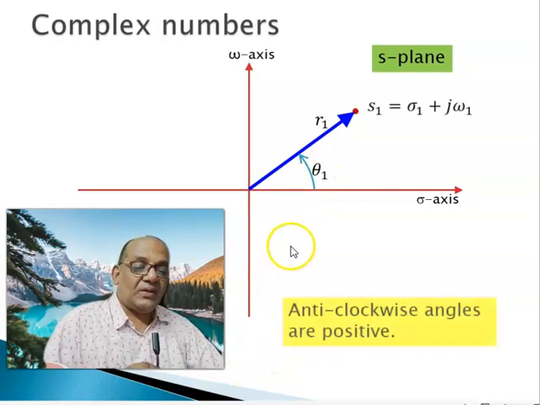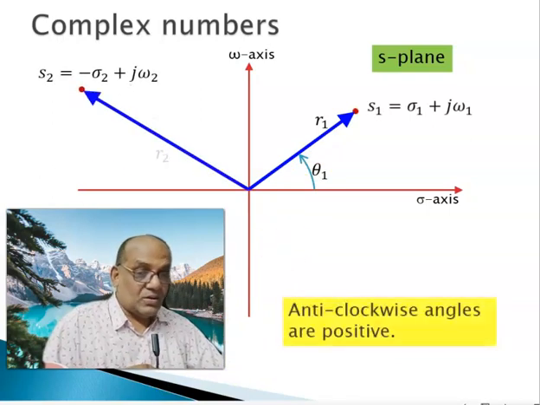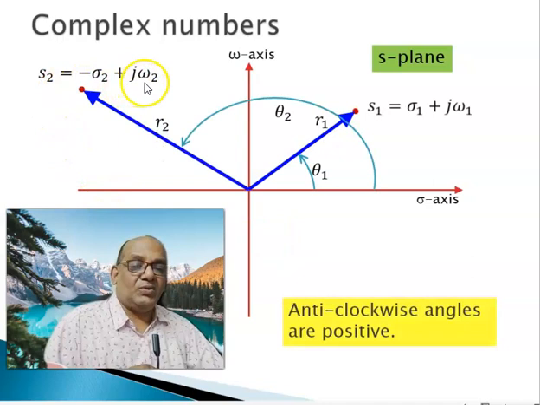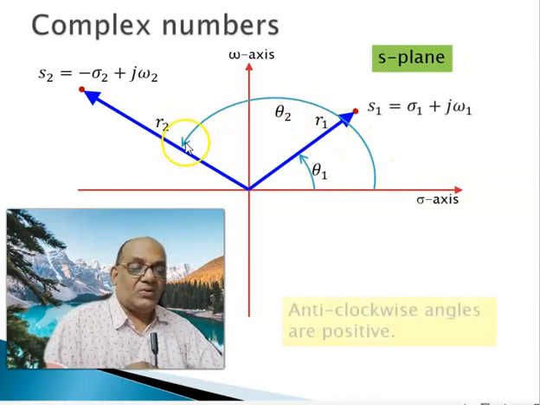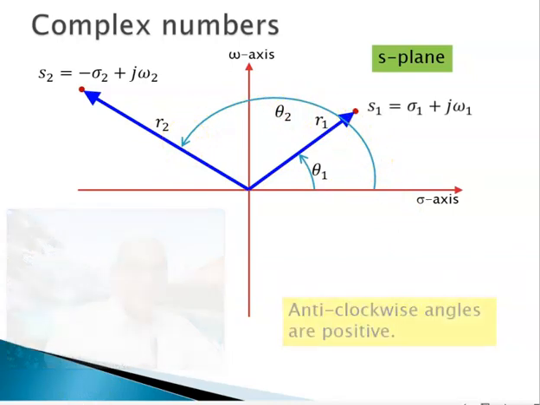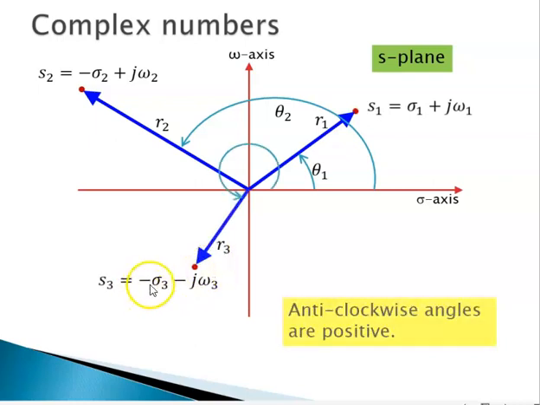If you consider another vector, another complex number, let us say minus sigma 2 plus j omega 2, this is negative because it is in the second quadrant. Its length is r2 and the angle is theta 2. This angle measured in the counterclockwise direction is positive. Similarly, if you consider a third point as shown here, a complex number where both the real part and imaginary part are negative, the length is r3 and this whole angle is theta 3.